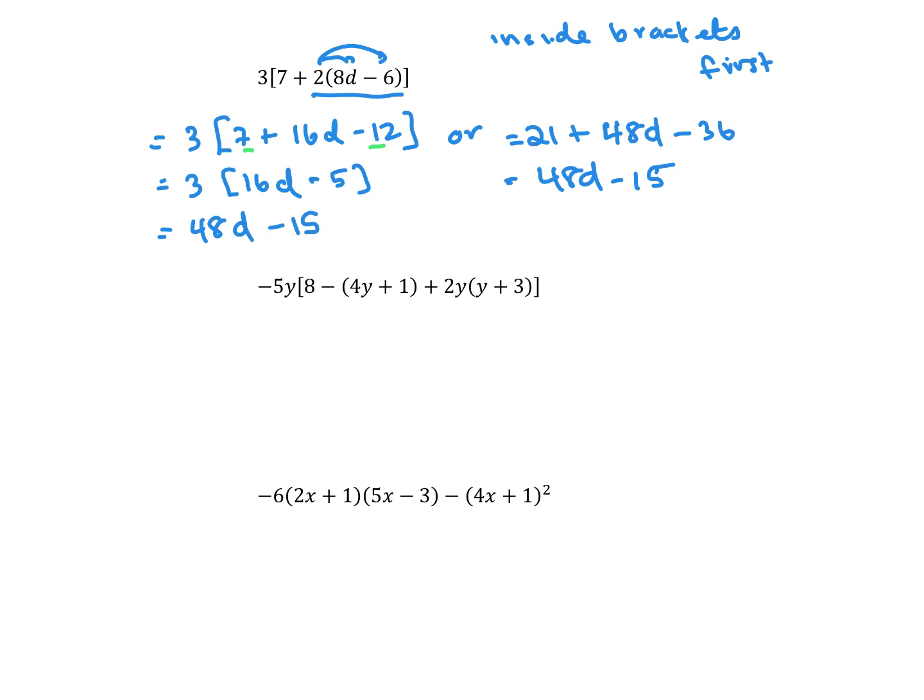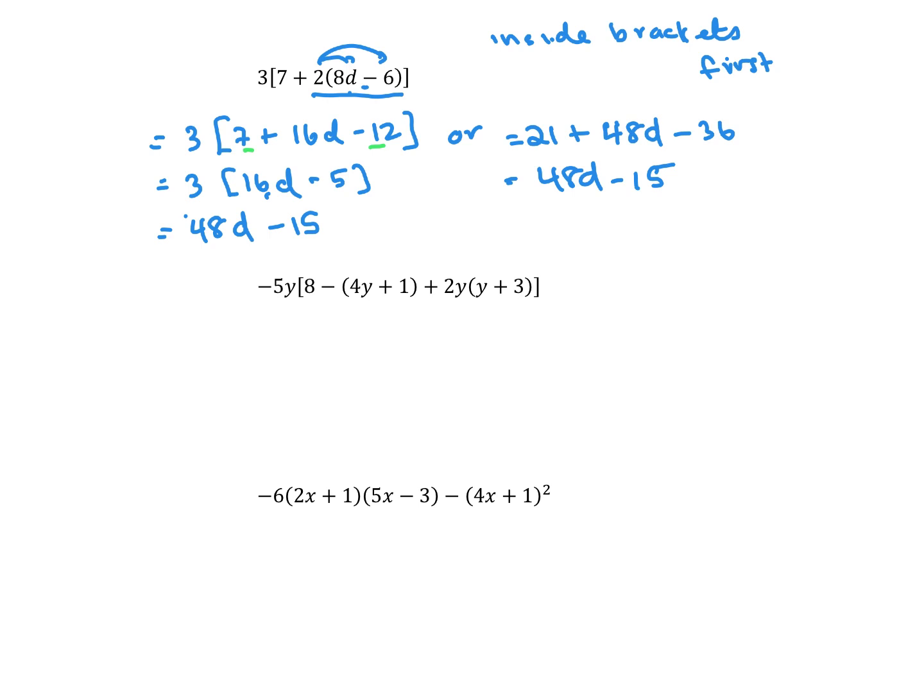So you can expand the inside brackets, collect like terms, and then expand the outside brackets, or you can expand the inside brackets, expand the outside brackets, and then collect like terms. Either way, you're going to get the same result. Okay, the next question we have, again, more than one set of brackets. We have brackets on the outside which are square and brackets on the inside which are round. So usually you'll see that if you have more than one set of brackets, we just use different shapes, usually round ones and square ones.